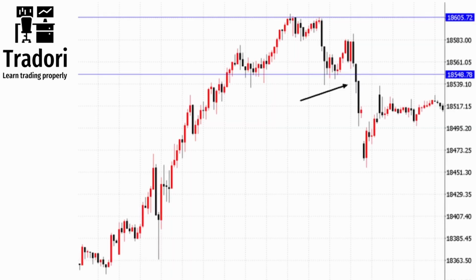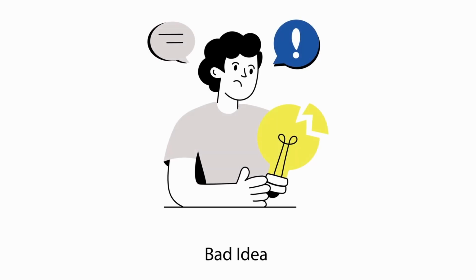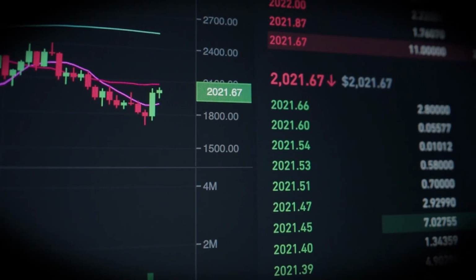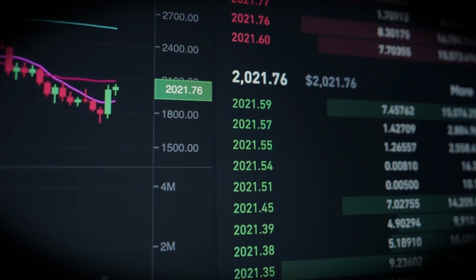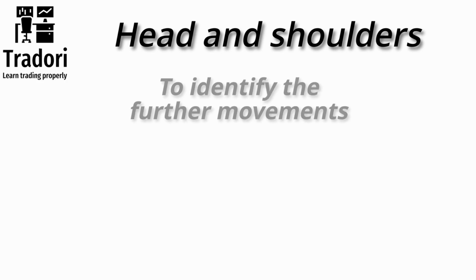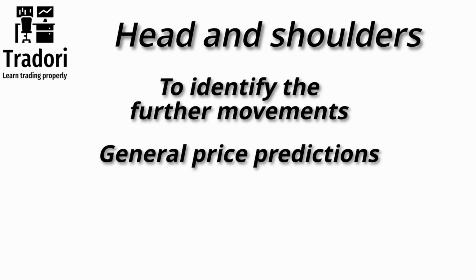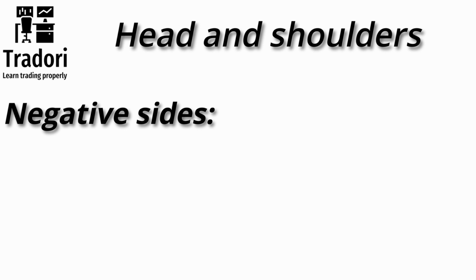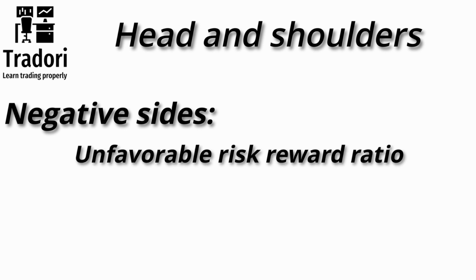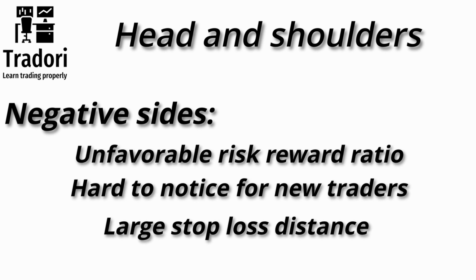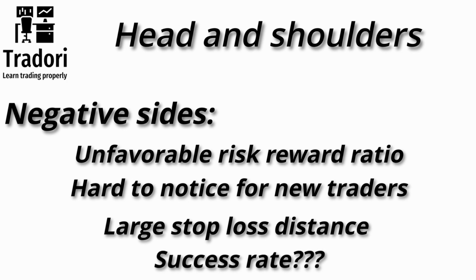Traders using this pattern open the trade right after the price crosses the neckline. However, to use it this way these days would be a bad idea. In combination with your risk management, to expect the movement to reach your target based just on a pattern is unrealistic. The pattern could be used to identify further movements and for general price prediction, but never as a single signal to enter a trade. The head and shoulders pattern has quite a few negative sides: an unfavorable risk-reward ratio, it is hard to notice for new traders, it requires a large stop loss, and there is a big question about its success rate when it comes to statistics.